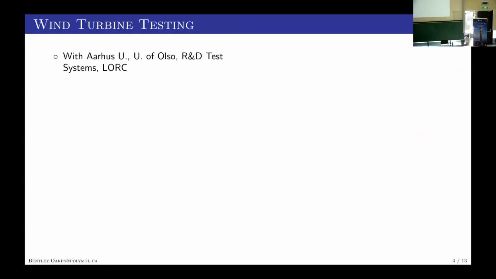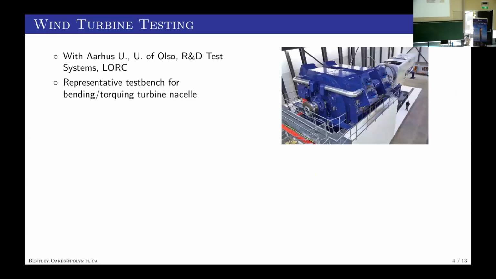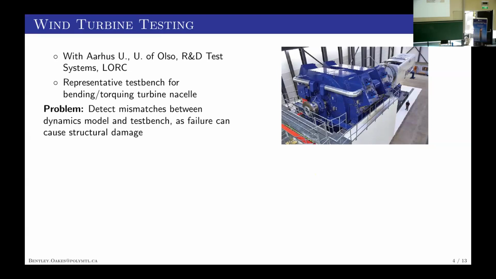Okay, so talking about the use case, wind turbine testing. This is with Aarhus, Oslo R&D Test Systems, and LARC. The large system is really large machines, wind turbine testing. What we're looking at is a digital twin for a representative test bench for bending and torquing the turbine pieces, the blade and the nacelle, the engine. The problem they want to focus on is detecting mismatches between the model of the dynamics and the test bench, because if the test bench and the simulated model differ, that can cause structural damage. So we want to detect that as quickly as possible.